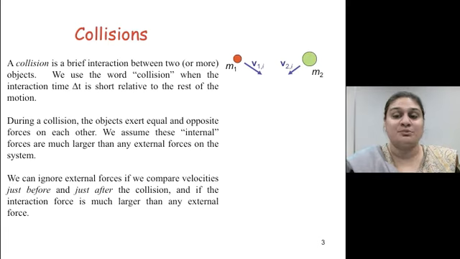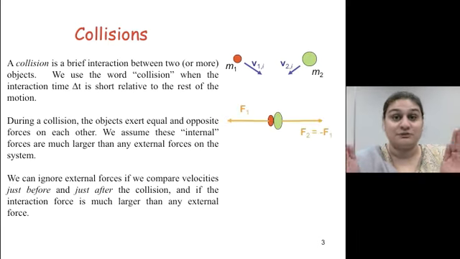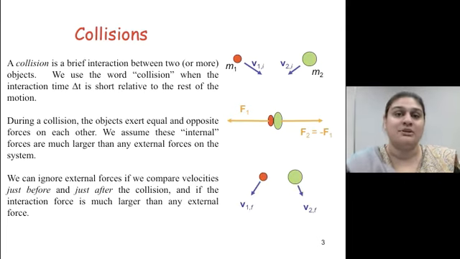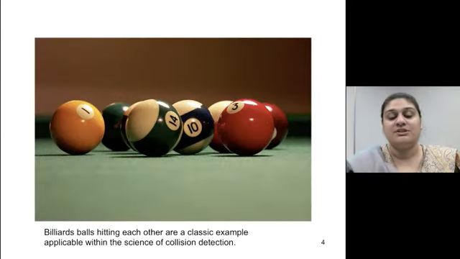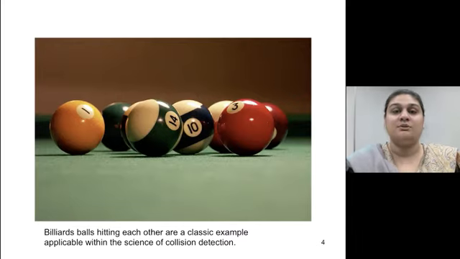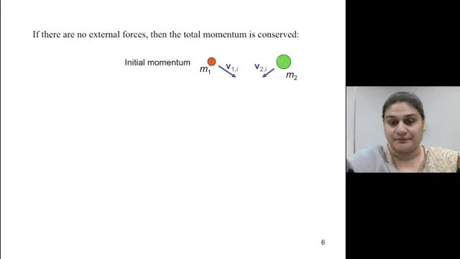So let's say you have mass m1 and mass m2 and they're both coming in. They will exert a force on each other for a very short interval of time, and these forces will be internal forces. And then they will go away from each other. We can ignore all the forces when we compare the velocities just before and just after the collision. Billiard balls hitting each other are a classic example, which is applicable in the science of collision detection.